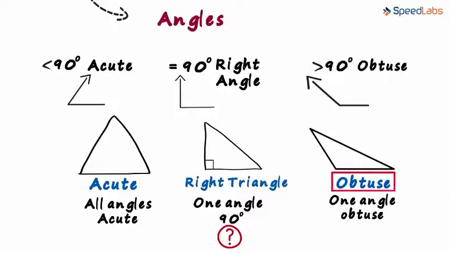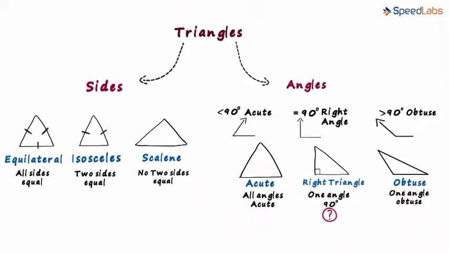So this was the basic classification of triangles. To revisit what we have covered so far, please go through the summary at the end of this video.